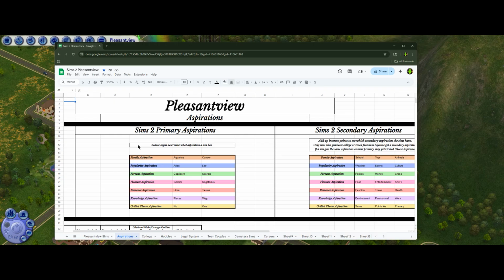I have a little tip box here that says zodiac signs determine what aspiration a Sim has. So if you are an Aquarius or Cancer, you're a family Sim. If you're Aries or Leo, you're popularity. Capricorn or Scorpio, you're fortune. Gemini and Sagittarius, you're pleasure. Libra and Taurus, you're romance. Pisces and Virgo, you're knowledge.